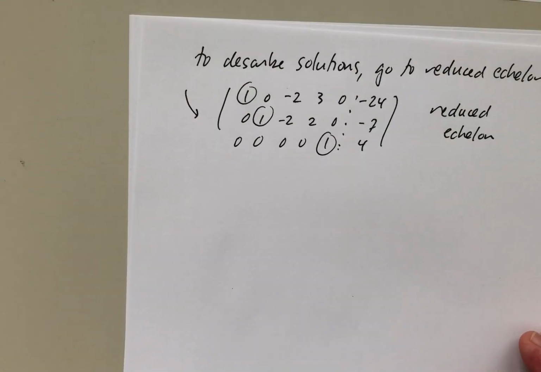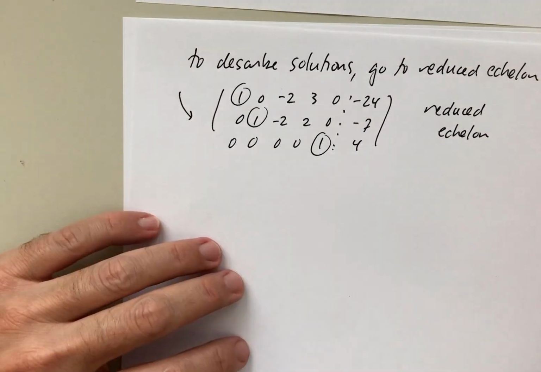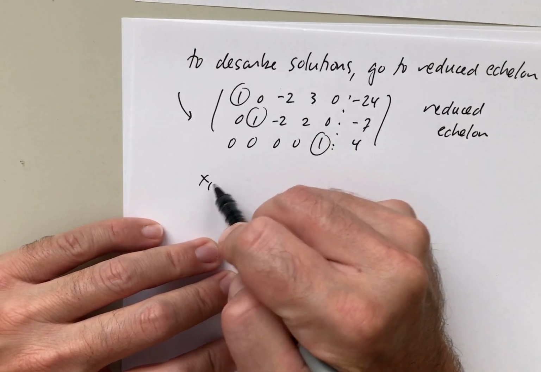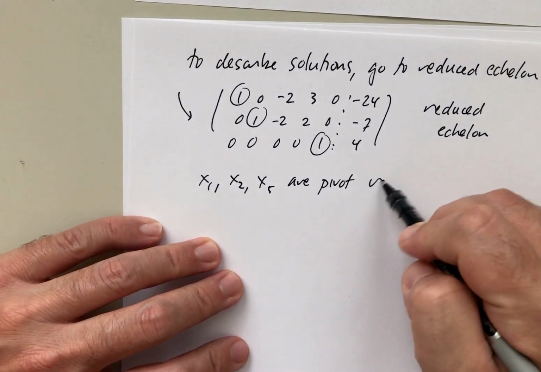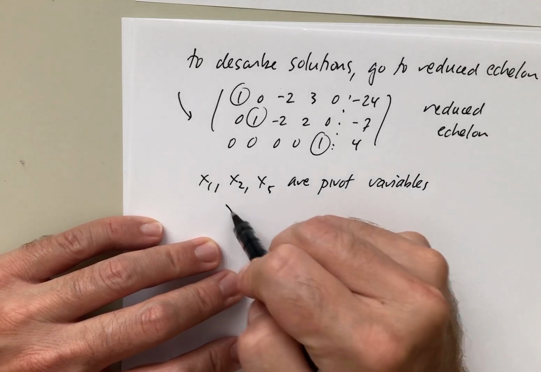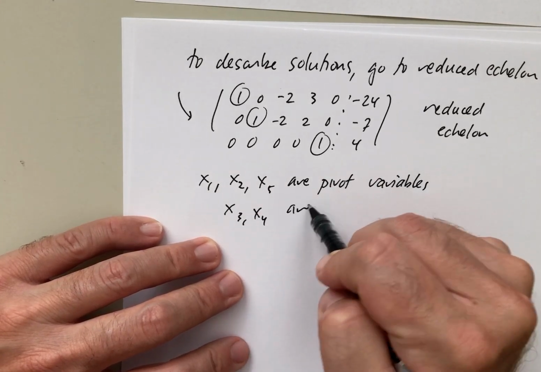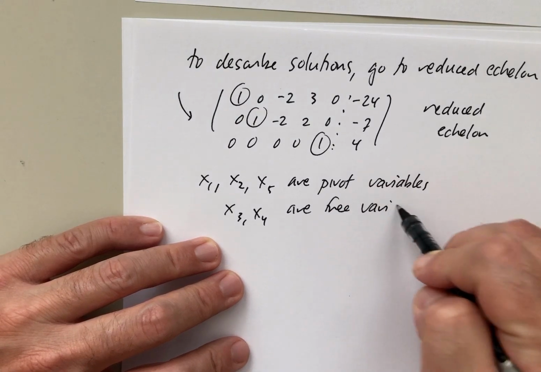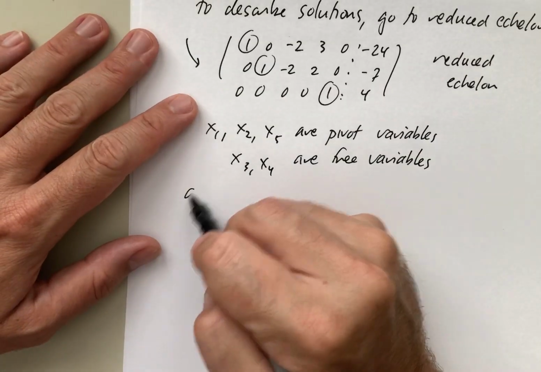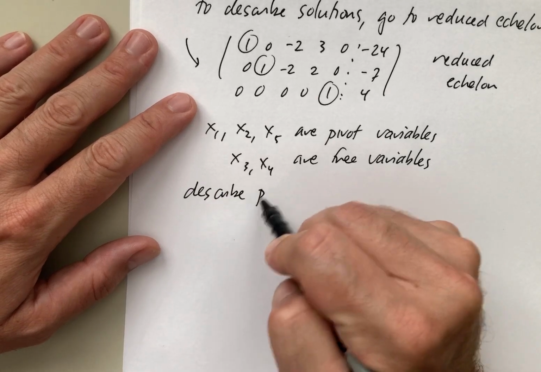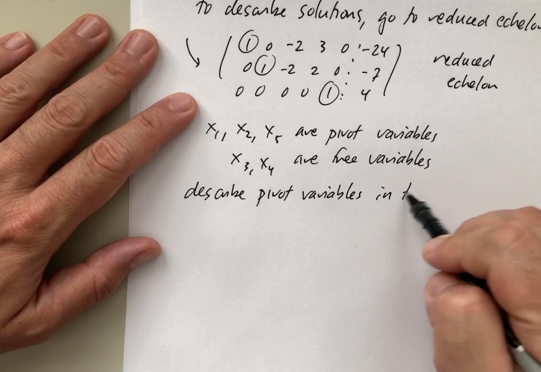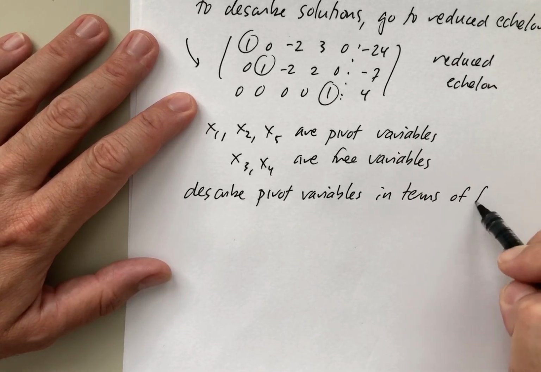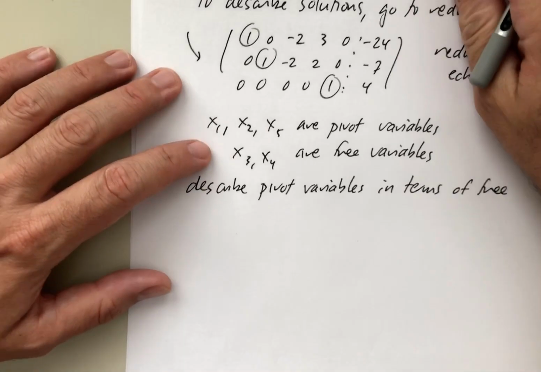Okay, so how do I now go about describing the solution? Well, it's going to be a little more complicated because I know there are infinitely many. But let me just write down that x1, x2, and x5 are pivot variables. x3, x4 are free. So what we're going to want to do is describe the pivot variables in terms of the free ones. What do I mean by that? Let me do that by example again.